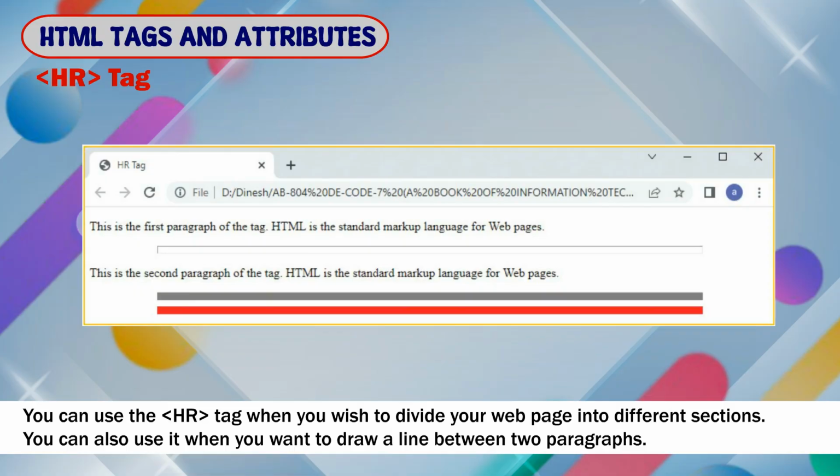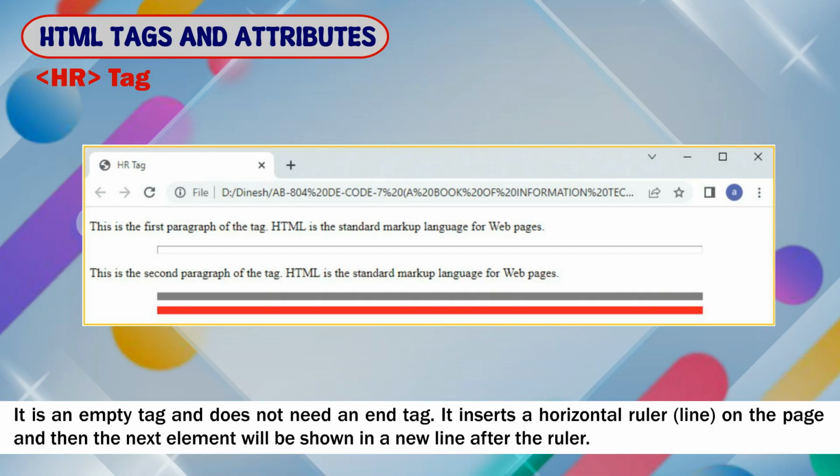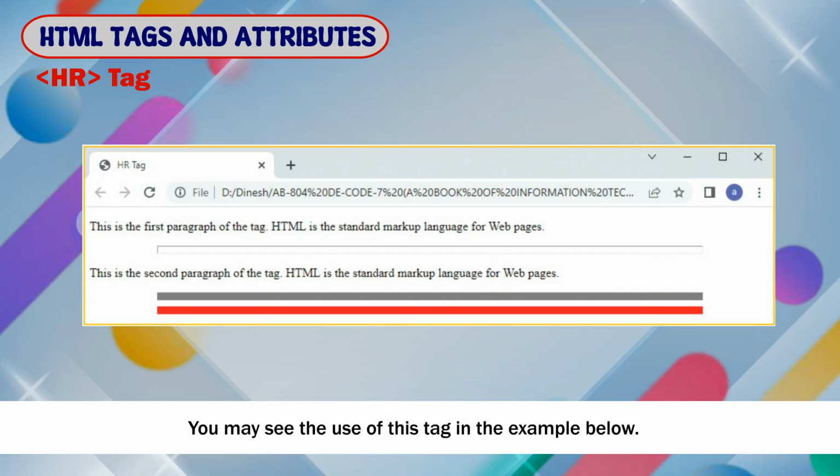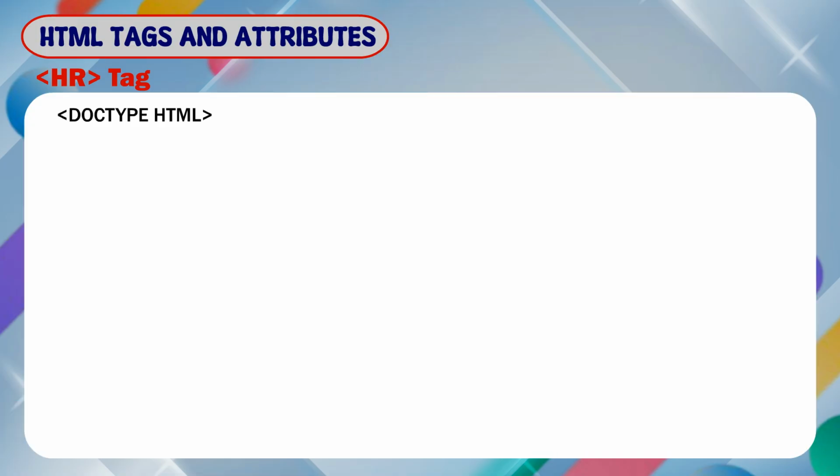HR tag. You can use the HR tag when you wish to divide your web page into different sections. You can also use it when you want to draw a line between two paragraphs. It is an empty tag and does not need an end tag. It inserts a horizontal ruler, a line, on the page and then the next element will be shown in a new line after the ruler. You may see the use of this tag in the example below.